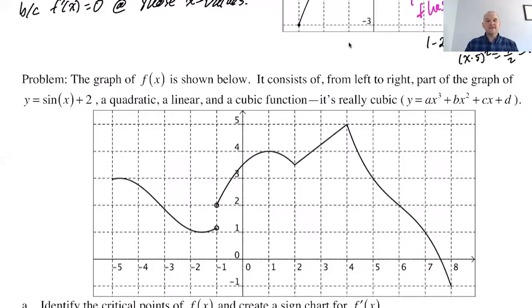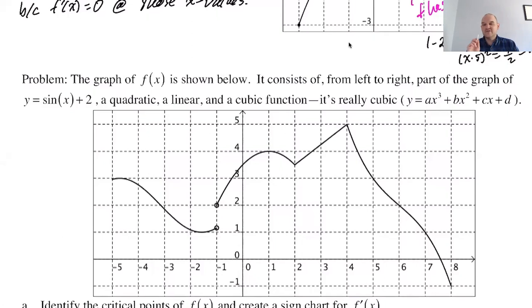All right, I'm back. We're on page 312, kind of in the middle, going to do the second problem. It's a little bit different because this is the graph of f of x, not the graph of f prime. We're told it consists of, from left to right, part of the graph of y equals sine of x plus 2, okay? A quadratic, a linear, and a cubic function. And I guess there's some controversy about this cubic function.